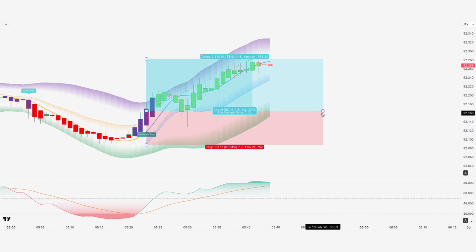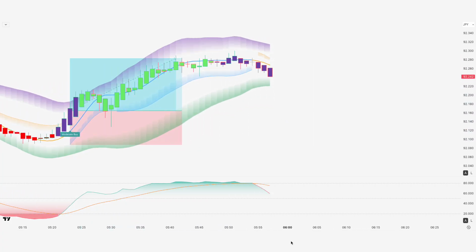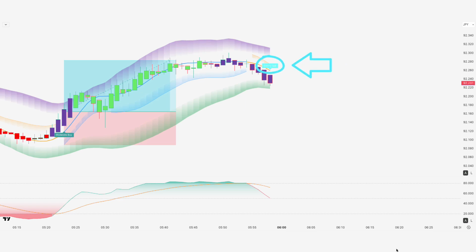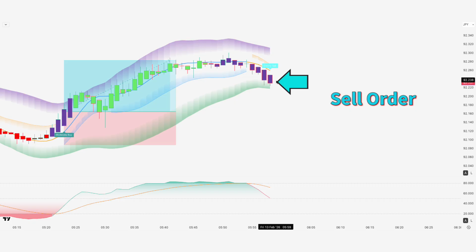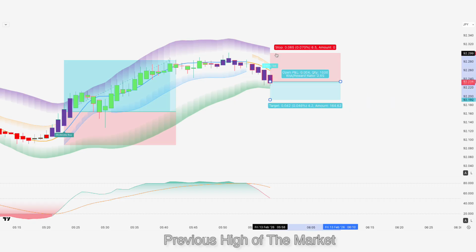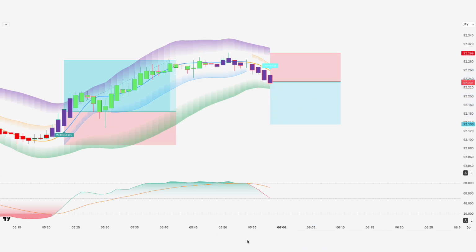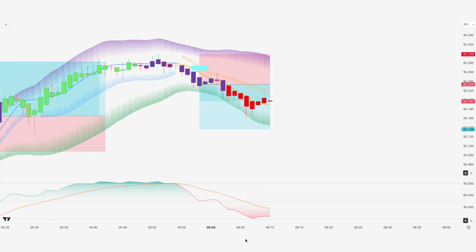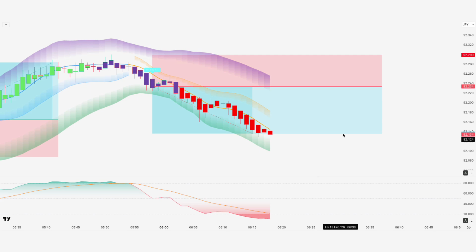The market has completely hit the target. Let us now understand the short position. When the Confluence Suite arrow of this indicator is a strong sell signal, when the orange line of enhanced momentum is above the red line, and when the market forms a bearish candle, if this condition is fulfilled, then we will place a sell order. Our stop loss is to be placed at the previous high of the market, and the risk-to-reward ratio will be 1:1.5. The market has completely hit the target.